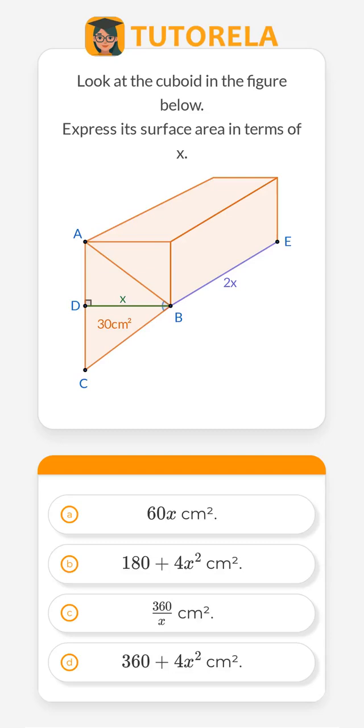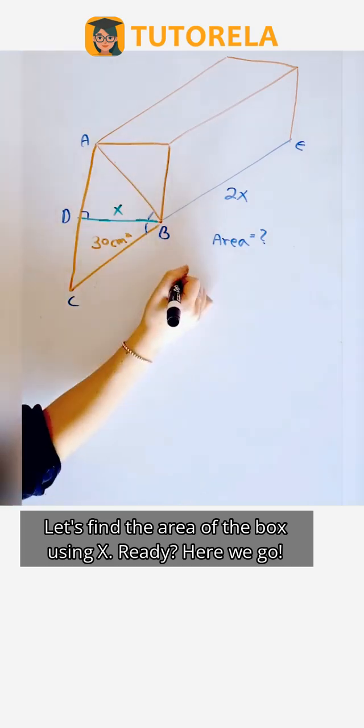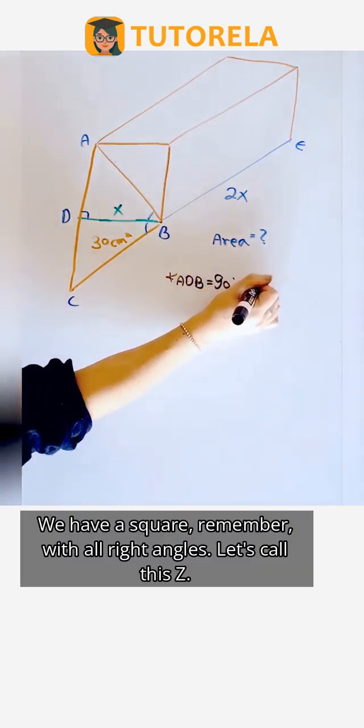Look at the cuboid in the figure below. Express its surface area in terms of x. Let's find the area of the box using x. Ready? Here we go! We have a square, remember, with all right angles.